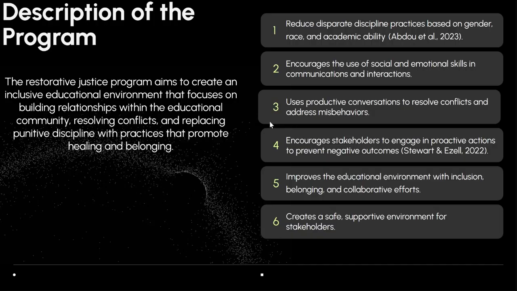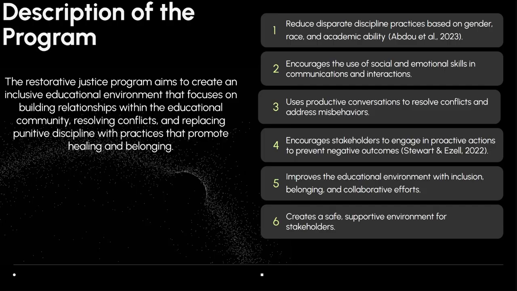The restorative justice program aims to create an inclusive educational environment that focuses on building relationships within the educational community, resolving conflicts, and replacing punitive discipline with practices that promote healing and belonging. This will be done through six key ways.